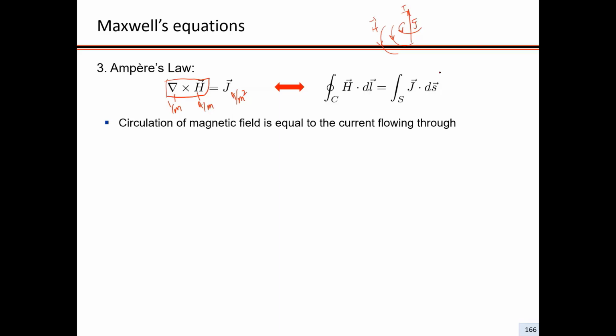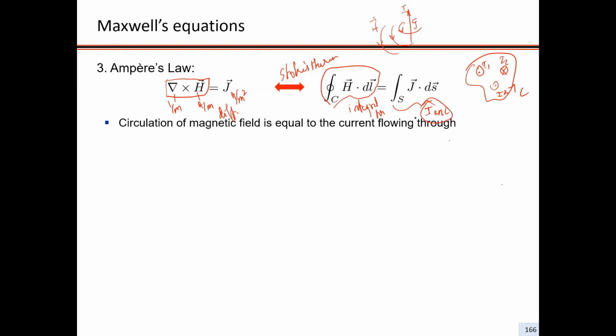So the same thing using Stokes' law. So this is Stokes' theorem. By using Stokes' theorem, you can see the differential form. This is differential form. This is integral form. The circulation of the magnetic field is equal to the current enclosed. This is C, and if there are some currents coming out, I1, I2, I3, then what is the total current enclosed? It's exactly the same thing, the Ampere's law.